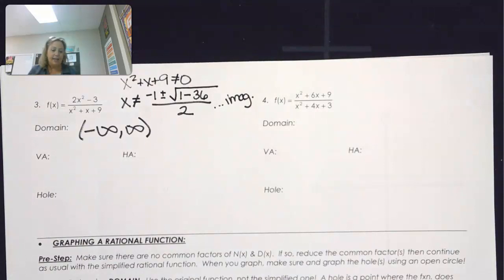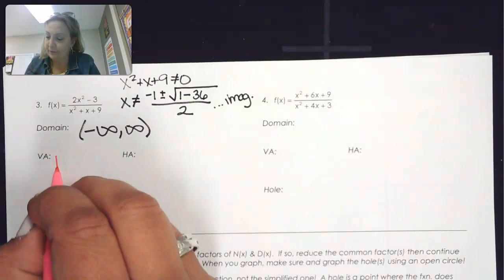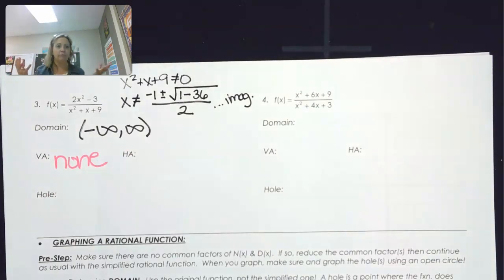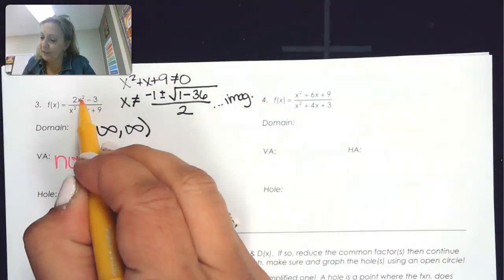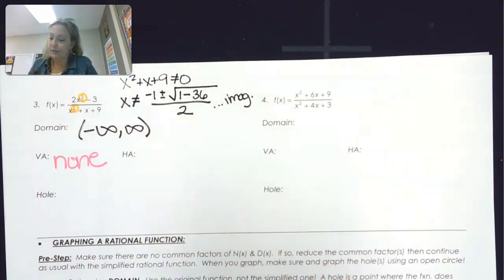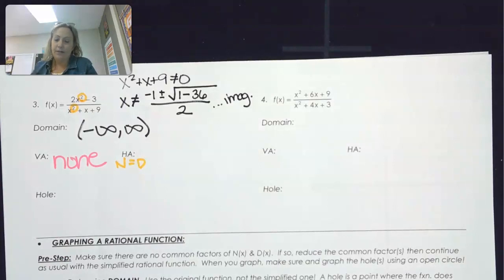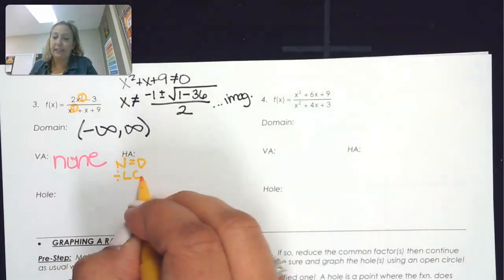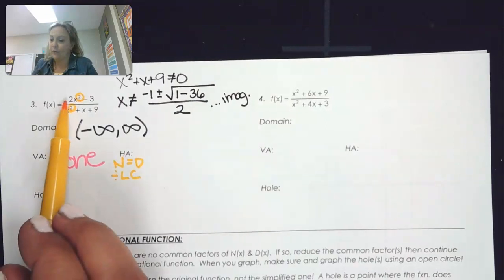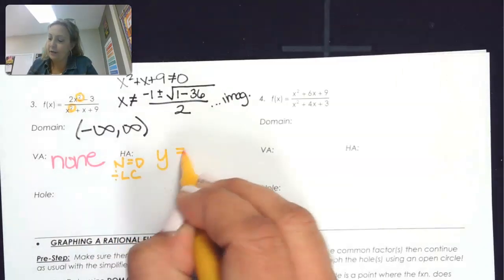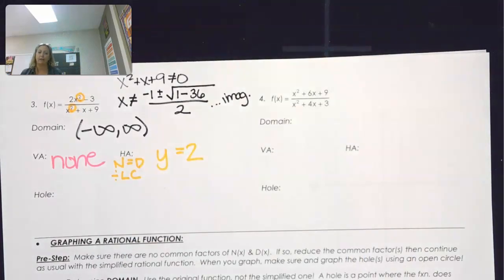Okay. Because there are no domain restrictions, that means that for a vertical asymptote, there isn't going to be one. Sometimes there are special functions that don't have vertical asymptotes. For a horizontal asymptote, we'll compare our degrees. We see both the numerator and denominator have equal degrees of degree 2. So that means that we're going to divide our leading coefficients. 2 divided by 1 is 2. So my horizontal asymptote is y equals 2.